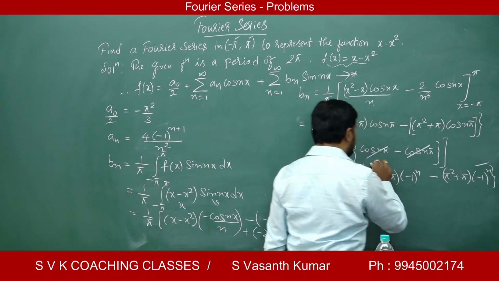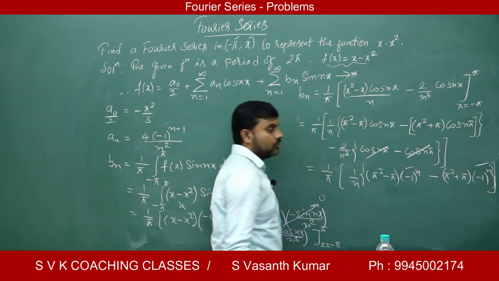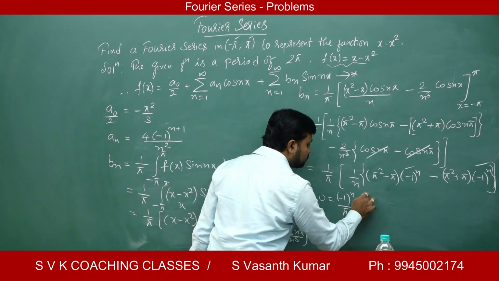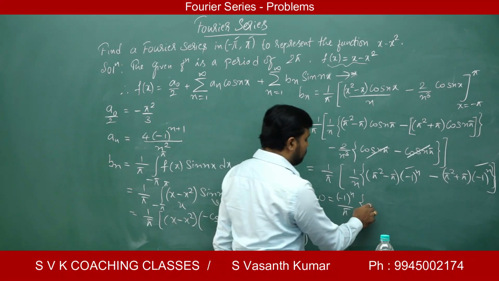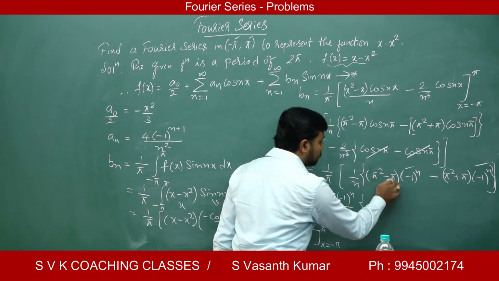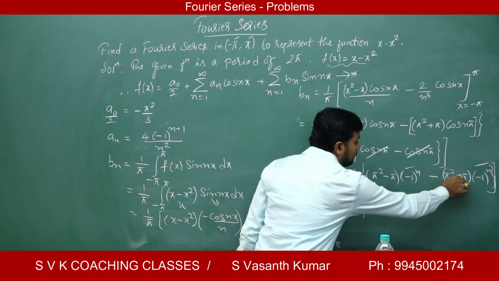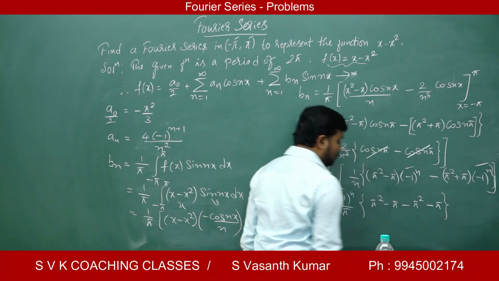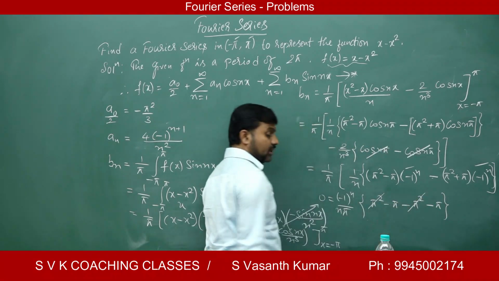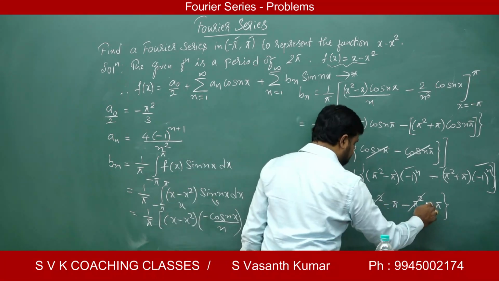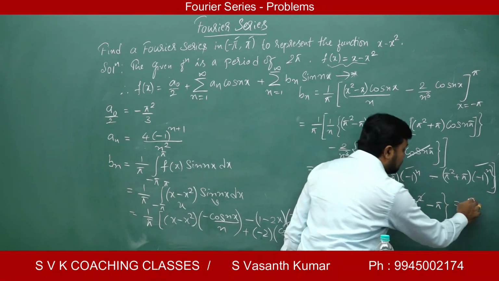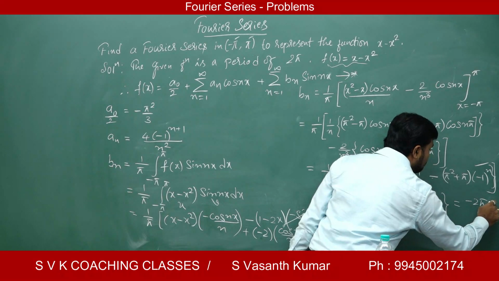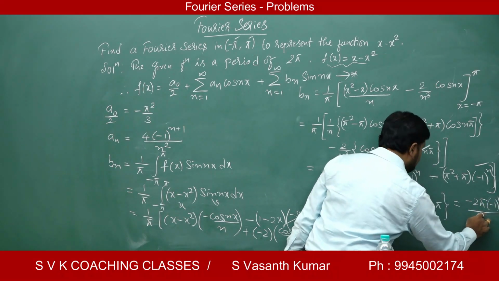What is the common term here? Minus 1 power n. You can take out that minus 1 power n divided by pi into 1 by n. You are left with pi square minus pi, multiplied by minus, here minus pi square minus pi. Which terms get cancelled? Pi square minus pi square gets cancelled. You are left with minus pi, that is minus 2 pi, into that constant. Minus 1 power n divided by n pi.